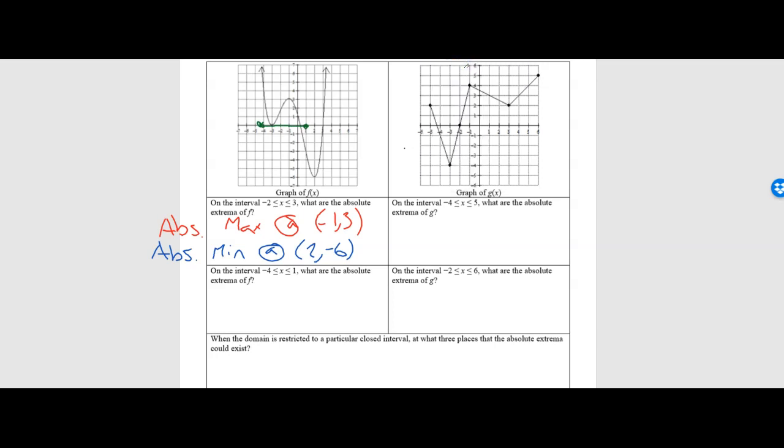Okay, our absolute maximum. Well, it looks like we have 2. Or maybe it's, nope, it doesn't. It's going to be right here. It's a little hard to see, but the function does reach all the way up here. So we'll have an absolute max at -4 comma 4.